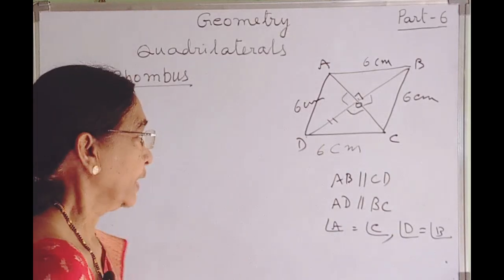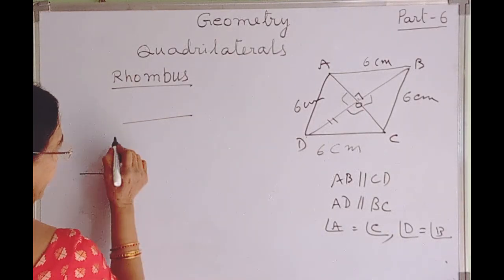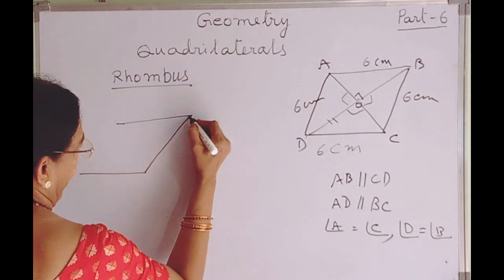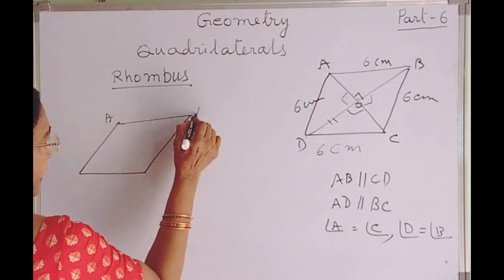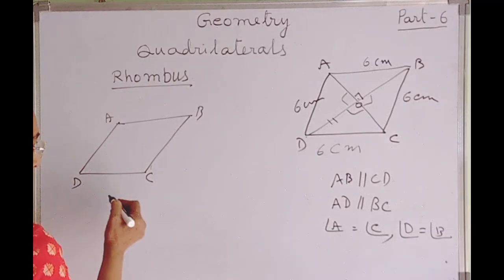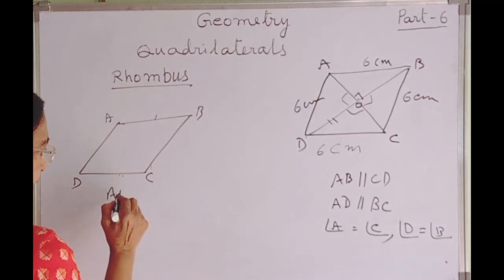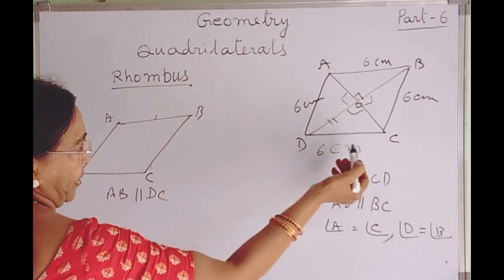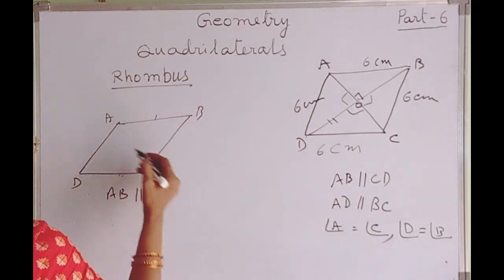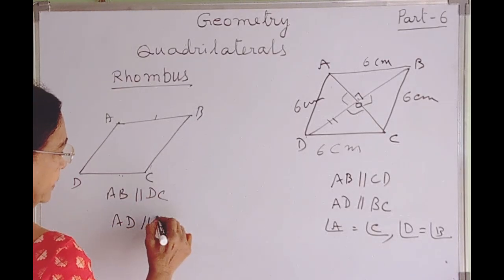So let us see a parallelogram. In a parallelogram, opposite sides are equal and parallel. ABCD is a parallelogram. Then opposite sides are parallel to each other. AB is parallel to DC. Here also AB is parallel to DC. And AD is parallel to BC.